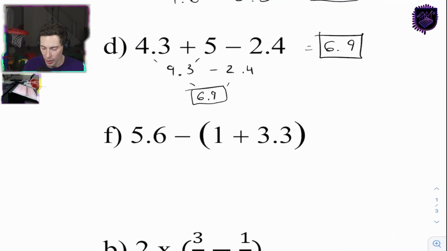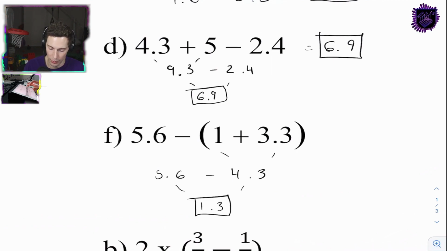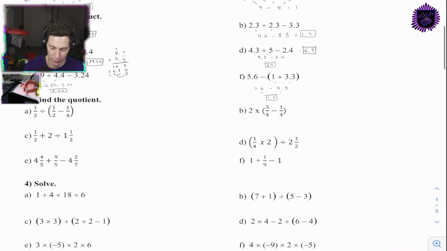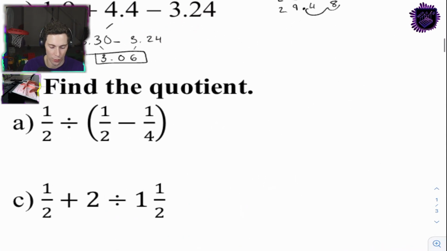5.6 minus 1.33. Now, because this is in brackets, in parentheses, you've got to do it first. So it's like 4.3. So 5.6 minus 4.3. So 5 minus 4 is 1. 1.6 minus 3. Don't even have to borrow there, so that's nice. 1.6 minus 3 is 1.3. That's the answer. 1.3. Okay. Moving on to question number 3.